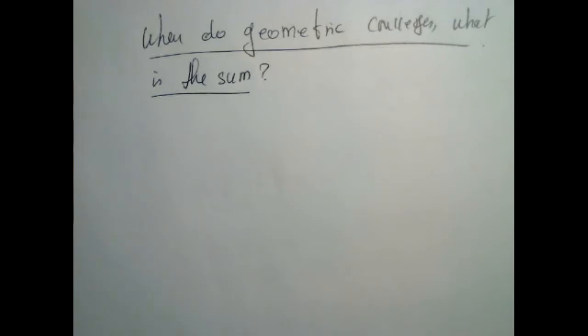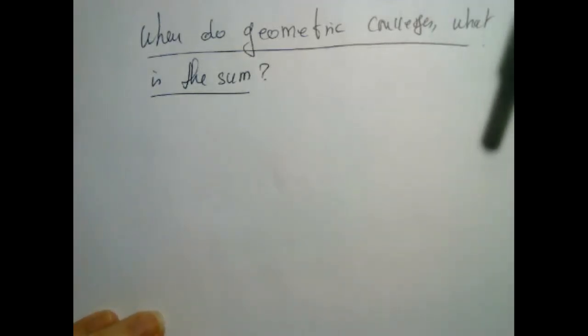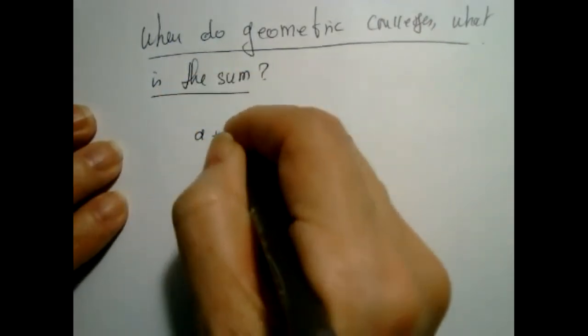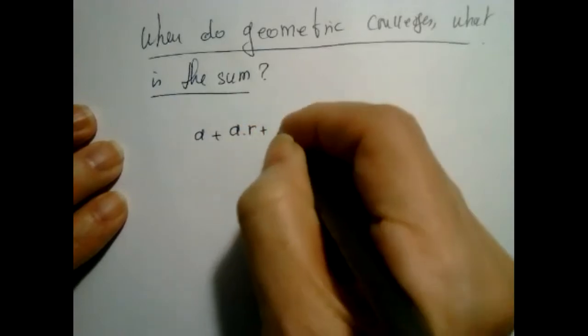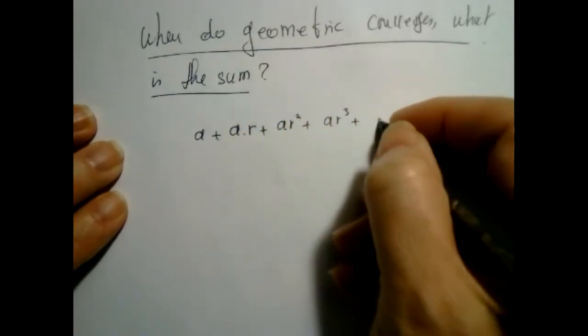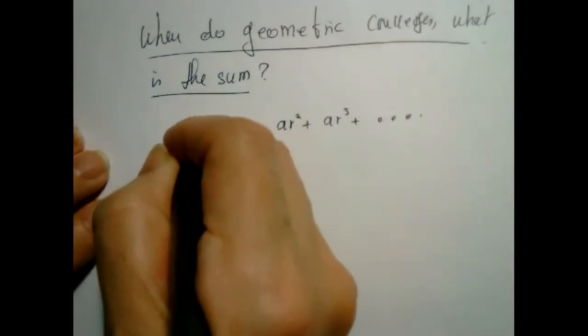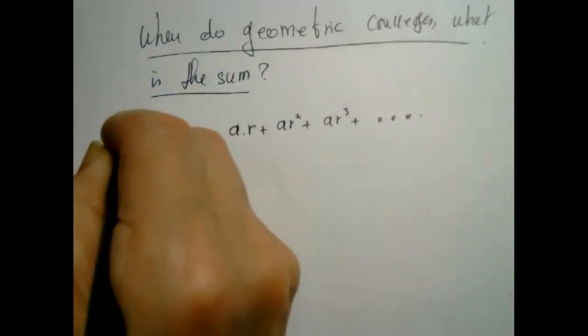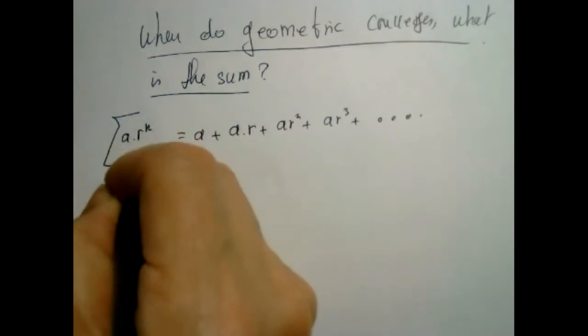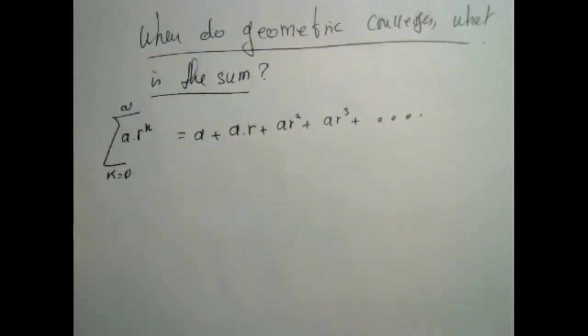Now, the idea is that to find whether they converge or not, we have to look at the sequence of partial sums. So we start with a geometric series, A plus A times R plus A times R squared plus A times R cubed, and so on and so forth. So my ratio is R. And in sigma notation, it's A R^K. I use K because your book is using K.